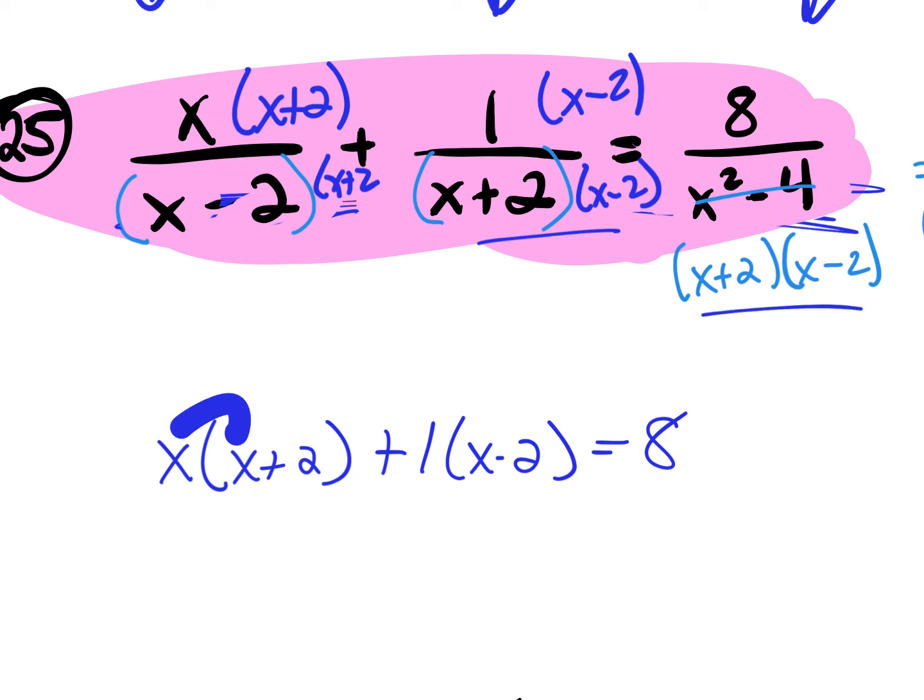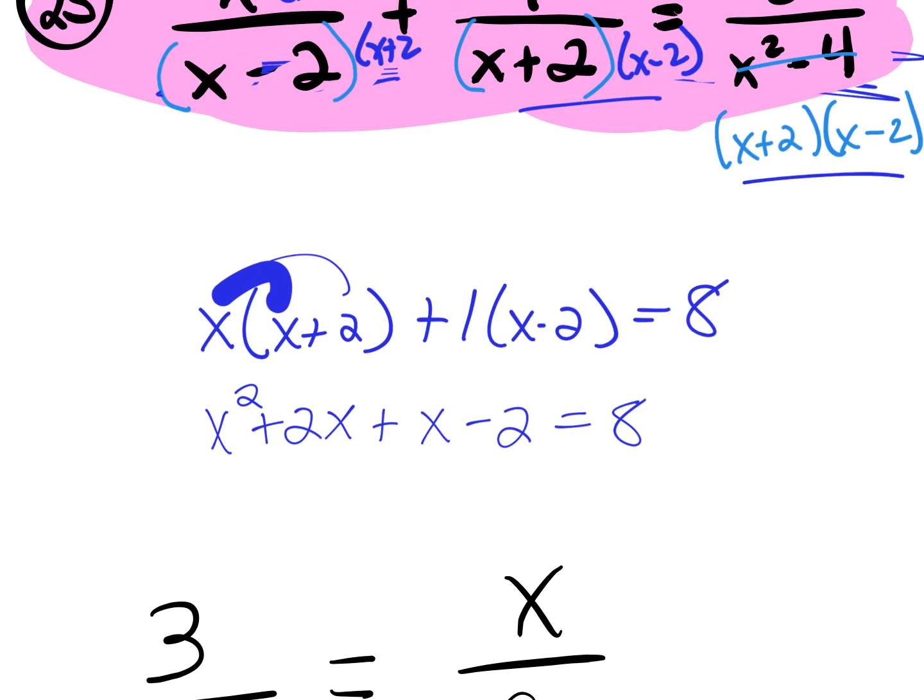Solve this. So x times x is x squared. X times 2 is plus 2x, right? Plus, well, 1 times x is x. 1 times negative 2 is negative 2, equals 8. Agreed? Can I combine anything?